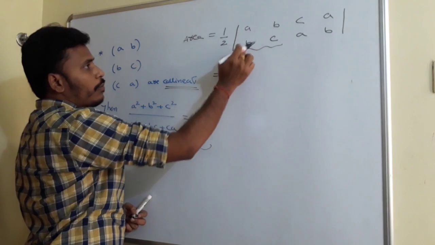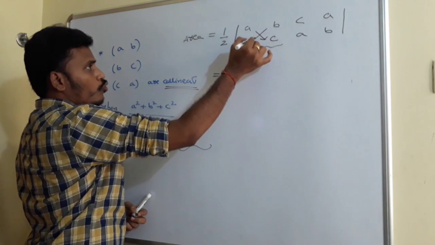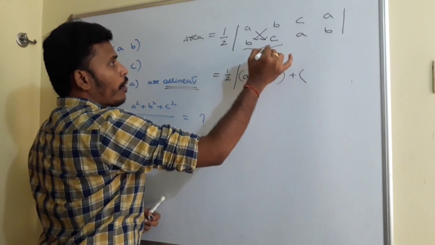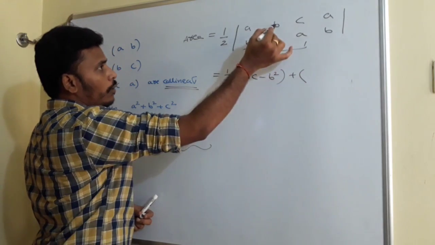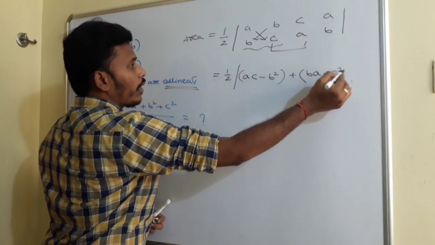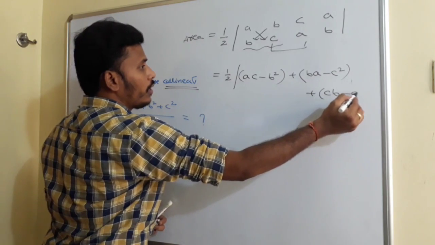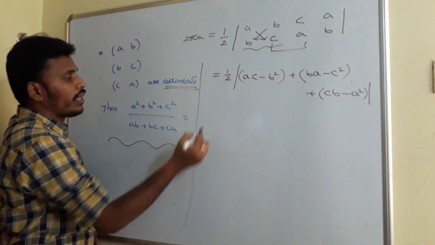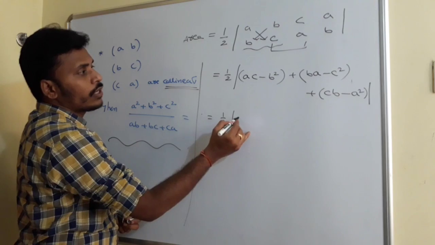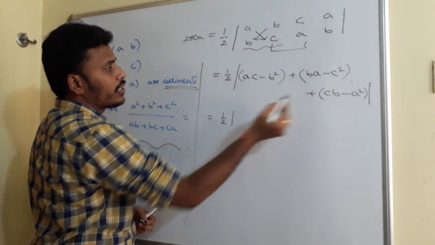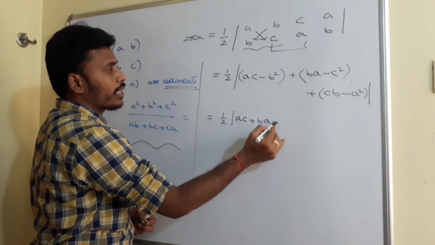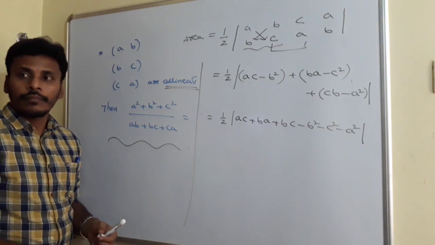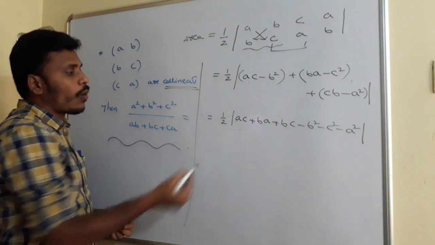For the first block, this is AB and BC. If you apply product of these two minus product of these two, in the sense AC minus B square, plus if you apply for the second block, in the sense these two rows, these two columns, this BA minus C square, plus for the last block it becomes CB minus A square. So this is the area. And now if you simplify, you get that area as half modulus of, if you rearrange it, AC plus BA plus BC minus B square minus C square minus A square. Is it clear? This is the area I have in my hands.